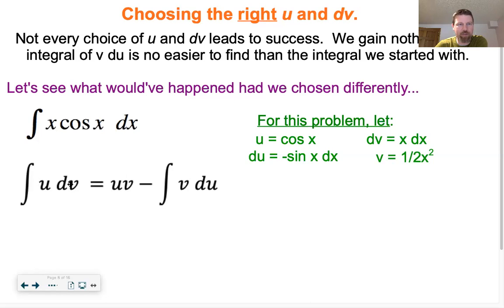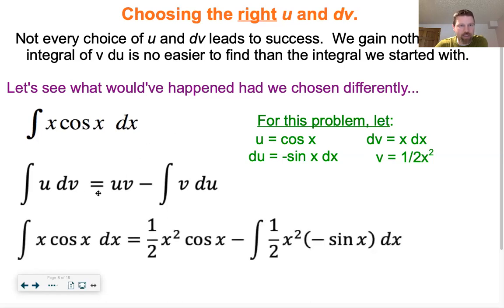So integral of u dv, well, u is cosine of x, dv is x dx, so that's right, cosine of x, x dx. So integral of u dv equals u times v. U and v are here and here, so 1/2 x squared and cosine of x, that's where this came from, minus the integral of v du. V is 1/2 x squared, right there. Du is negative sine of x dx, right there.